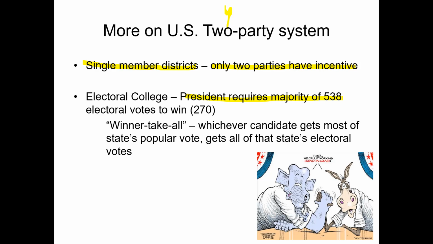Otherwise, this presidential election could get thrown into the House almost every time. So therefore, there's no incentive for a third party, because in order to win a majority, it's more conducive if you just have two parties running. There's also the winner-take-all aspect, where whichever candidate gets the plurality of the state's popular vote gets all of that state's electoral votes.